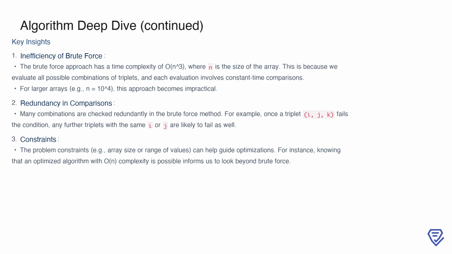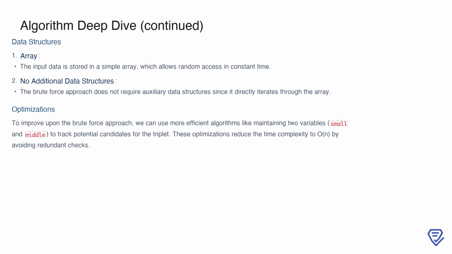Furthermore, the constraints provided in the problem often hint at the possibility of more efficient algorithms. For example, achieving linear time complexity, or O(n), is feasible with the right approach, and this is something we'll explore with optimized methods. The brute force approach works directly with the input array, which is a simple data structure allowing random access in constant time.